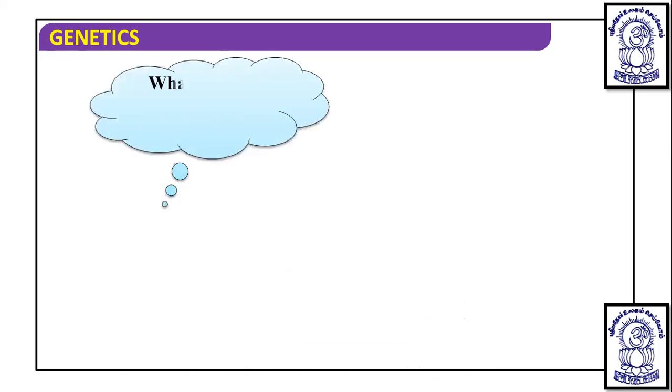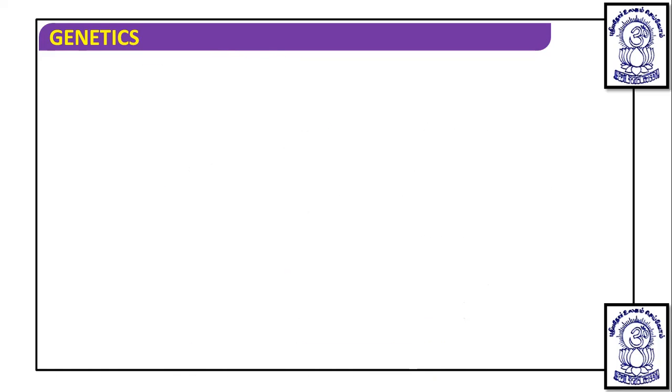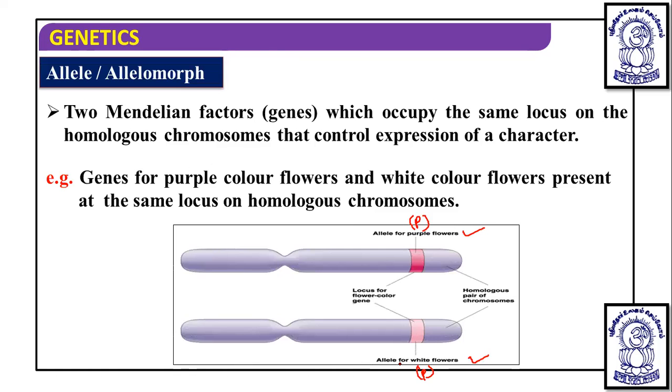Because of this, alternative forms of genes are known as alleles. So write down one definition: alternative forms of a gene which code for the same character are known as alleles.